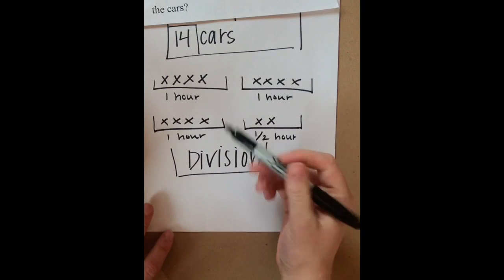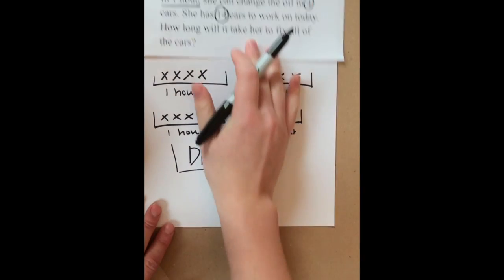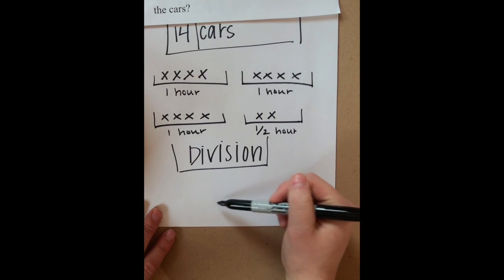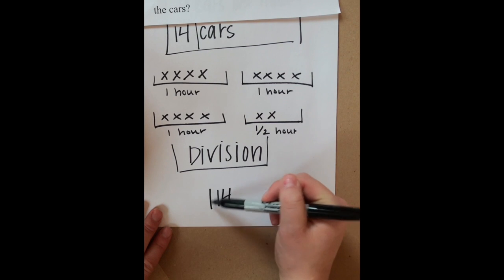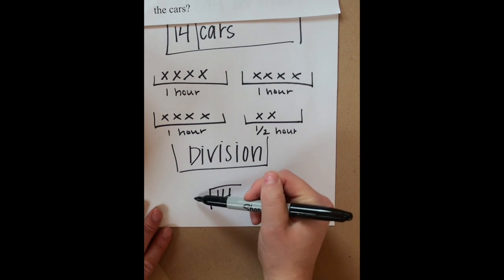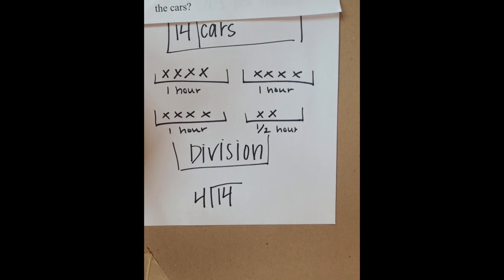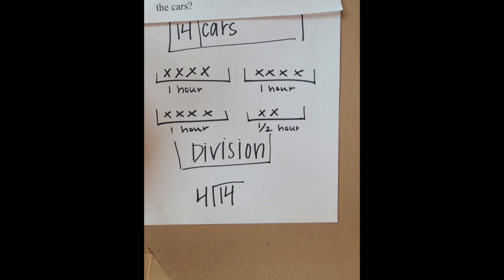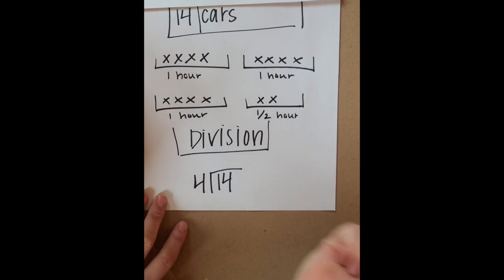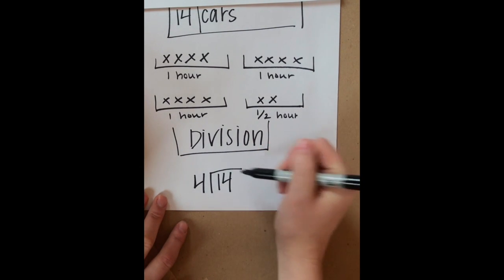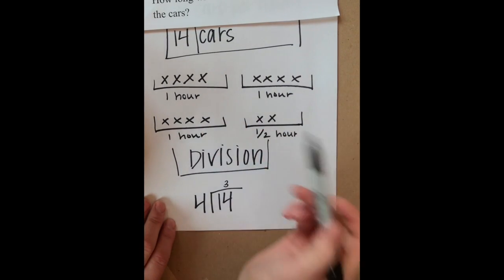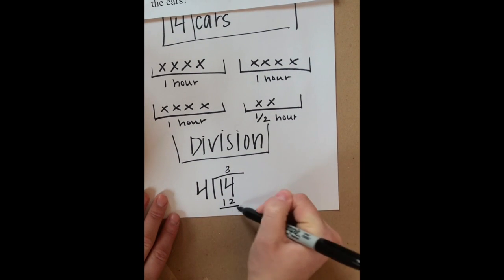So division will get us our answer of how many hours it will take for her to fix all of the cars. So we know we have 14 cars to work on today. And we know it takes Stella 1 hour to fix 4 cars. So if we set up our division problem like this, we will get our answer of how long it will take her to fix 14 cars. So 4 goes into 14 3 times, like our grouping here. 1, 2, 3, which will get us 12.